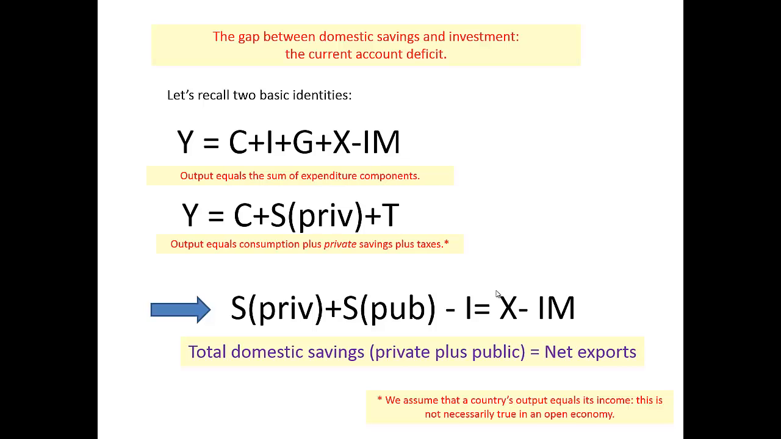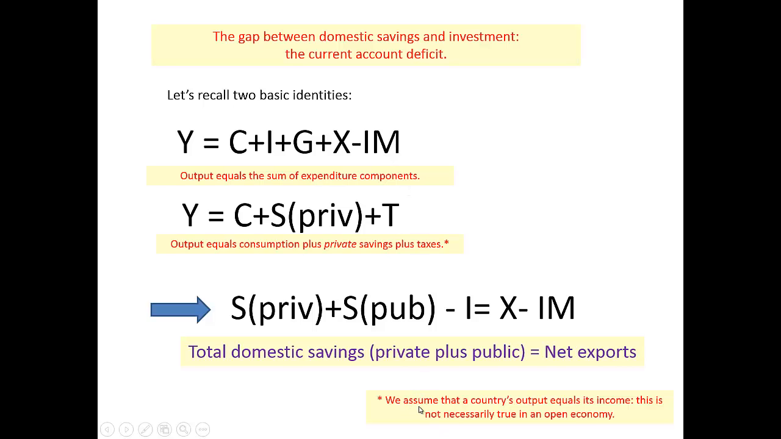Now let's recall some basic identities. You'll recall that output is equal to the sum of consumption expenditures plus investment expenditures plus government expenditures plus exports minus imports, and this last term we often call net exports, and sometimes we also call it the trade balance.